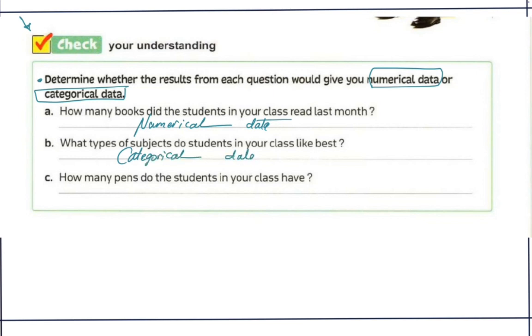Categorical data. C: How many pens do the students in your class have? How many pens? 4, 5, 6, 7, 8. It's numerical data. Now we finished the second part. Go to next.